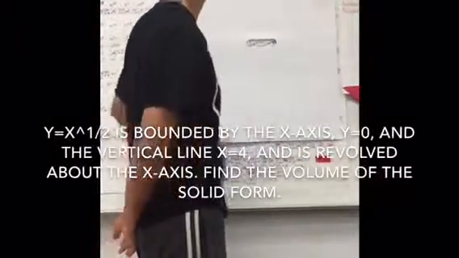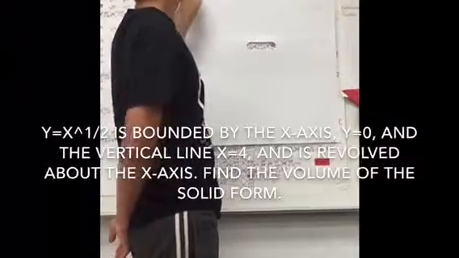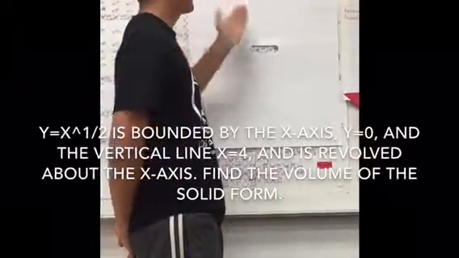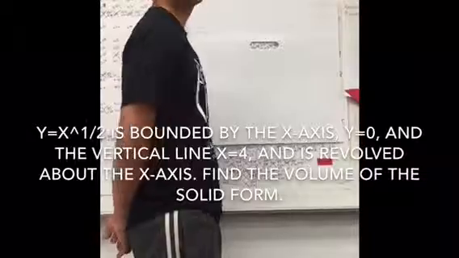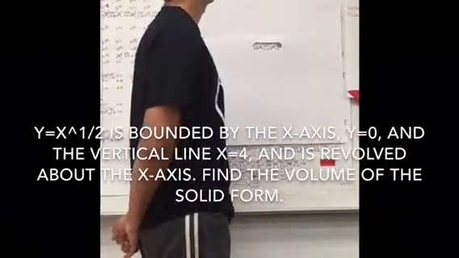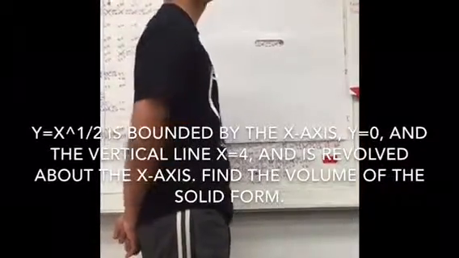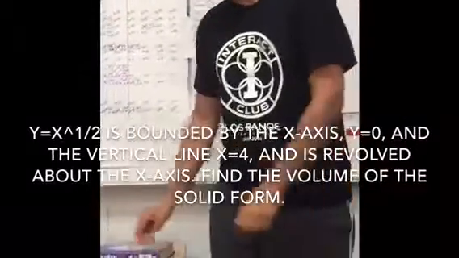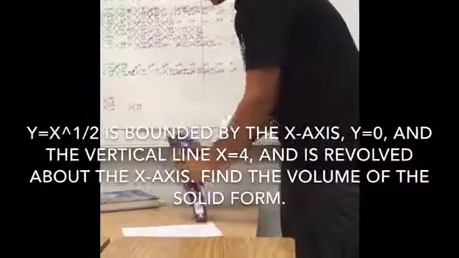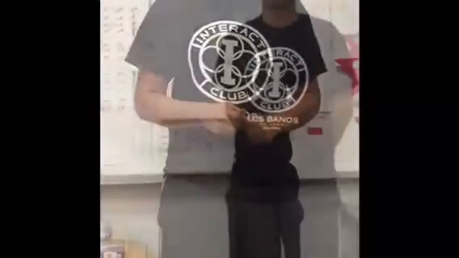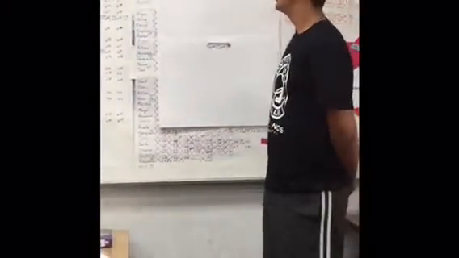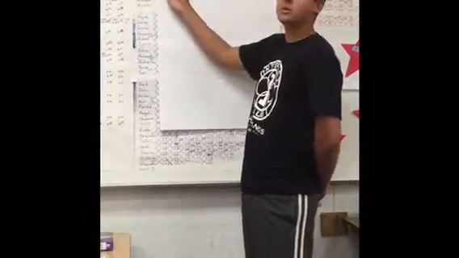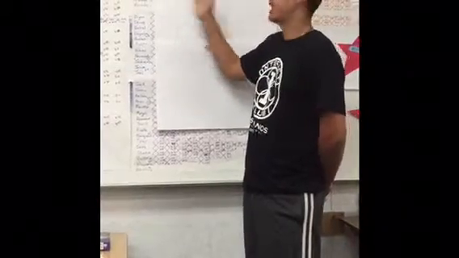Now, our problem is the disc method. Y equals square root of x is bounded by the x-axis, y equals 0, and the vertical line x equals 4, and is revolved about the x-axis. Find the volume of the solid formed. Now please take out your calculators and turn them on. The first step in this equation is to plug in these equations, y equals square root of x and x equals 4, into your calculator.